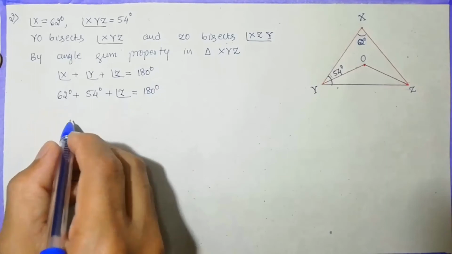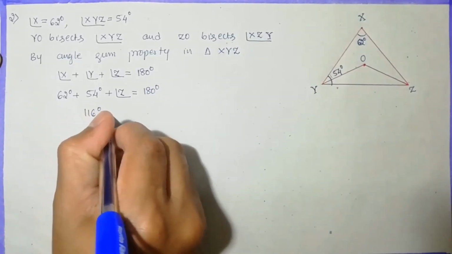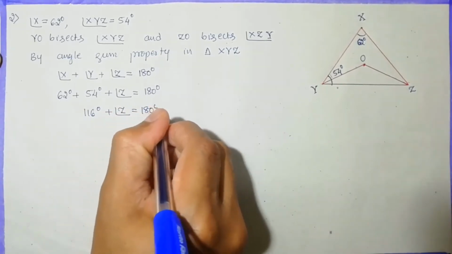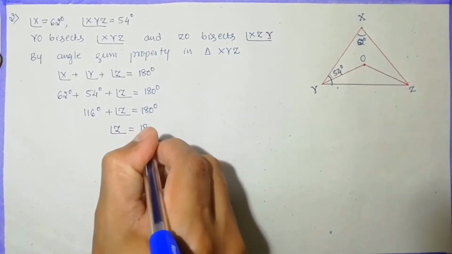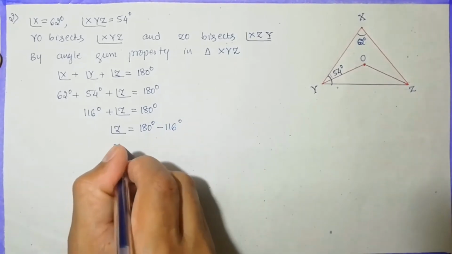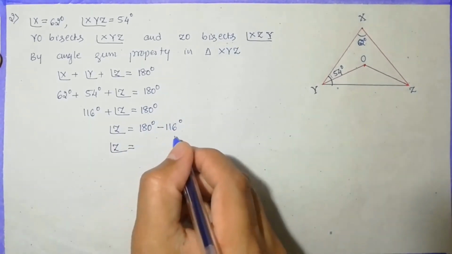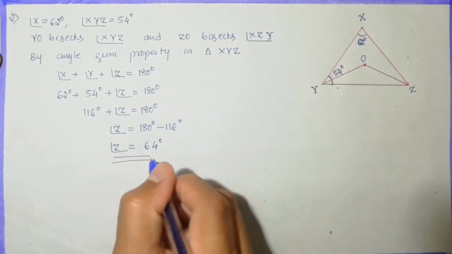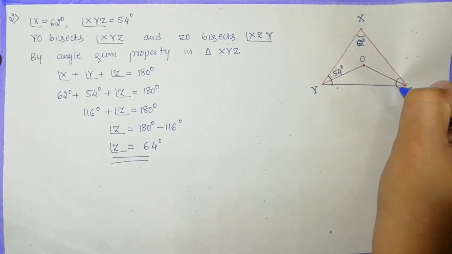Okay, so adding these two we get 116 degrees. Plus angle Z is equal to 180 degrees, and then angle Z is equal to 180 degrees minus 116 degrees. So therefore angle Z is equal to, this will become how much? 64 degrees. Okay, angle Z is equal to 64 degrees.